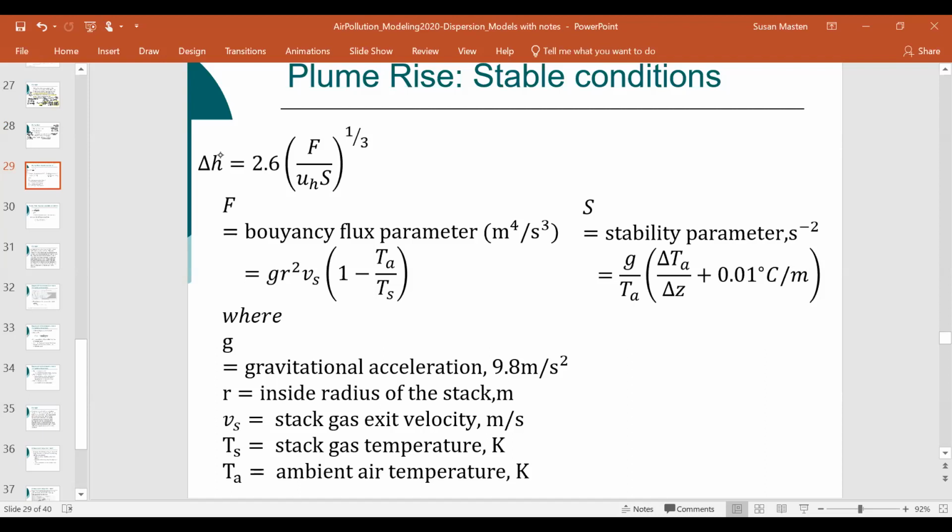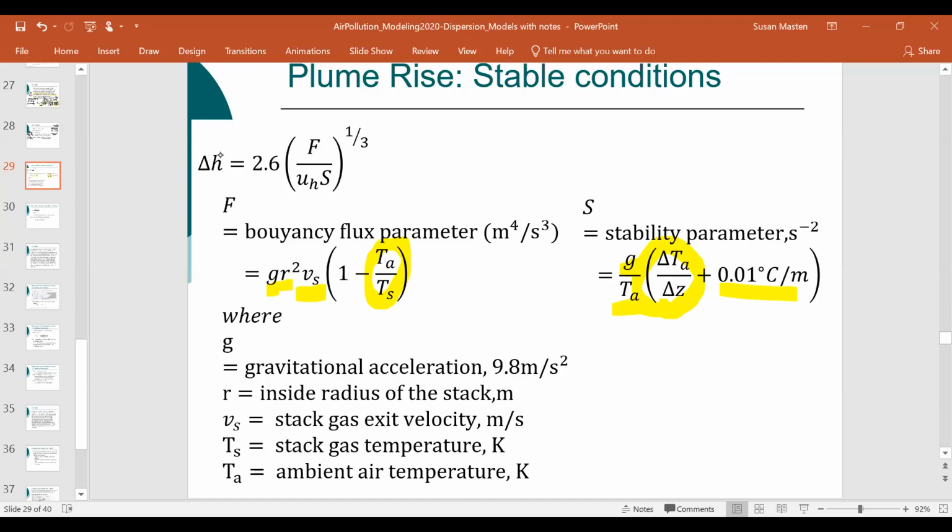So this buoyancy term includes in it a term for gravitational acceleration, the inside radius of the stack, the gas velocity, and the ratio of the ambient temperature to the stack gas temperature, and make sure that you're using Kelvin for those. Okay. The other term that we use is the stability parameter, and this is a function of gravitational acceleration, the ambient temperature, the environmental lapse rate, and the dry adiabatic lapse rate.